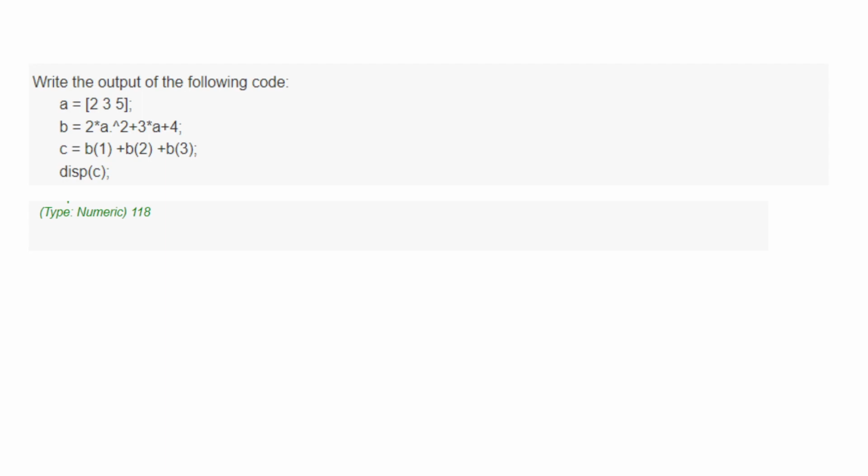And if you calculate b3, in this case a equals 5, so 2a squared is 50, 3a is 15, plus 4, which gives 69. If you add them up, 69 plus 31 plus 18 gives you 118.